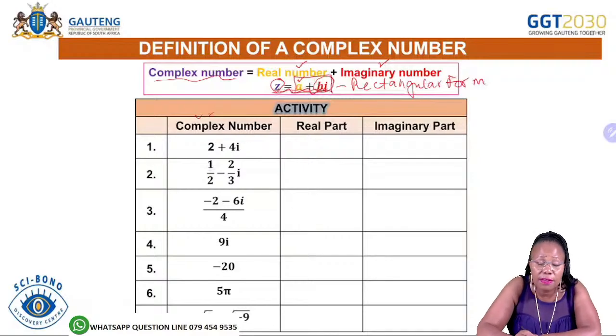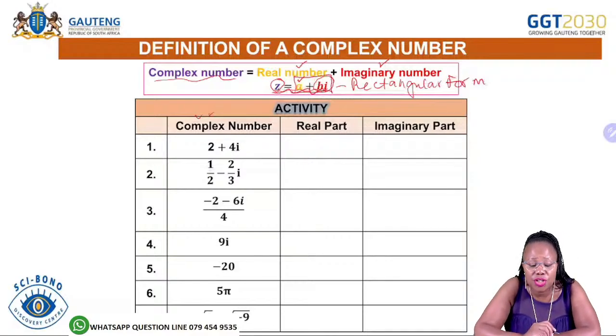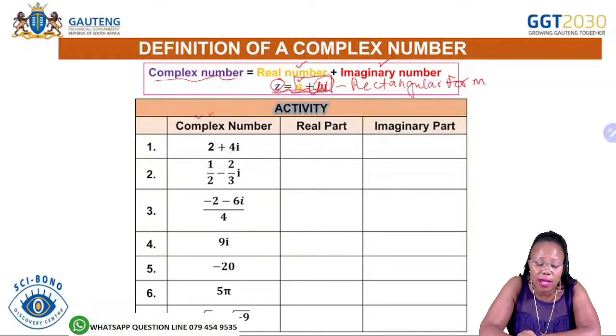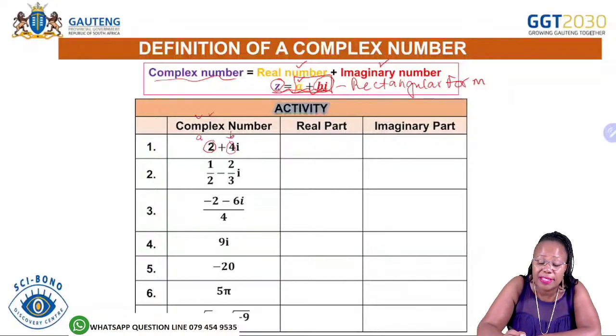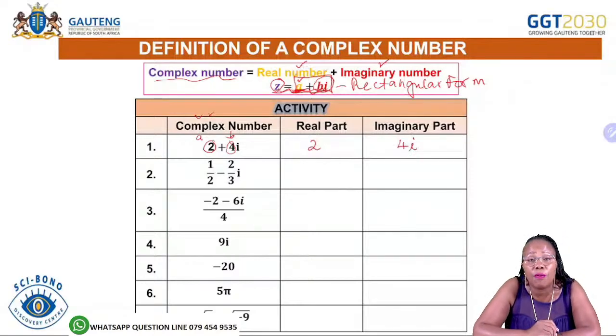Right, and then let's look at the first one. The notation is correct because it's in the form A plus Bi. So that means our value of A here will be 2, and the value of B will be that 4 there. So if we want to take out the real part here, because the real part is A, that means it will be a 2. And then the remaining part will be the imaginary number, which in this case will be 4i. I hope that is clear, grade 12.